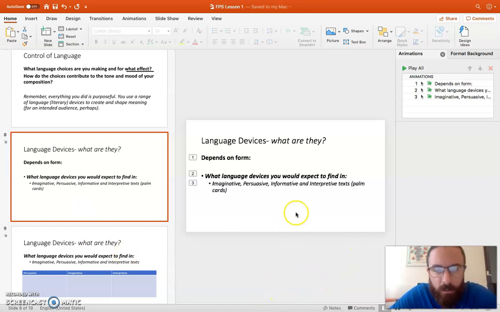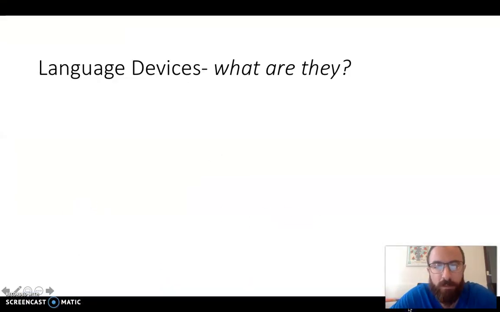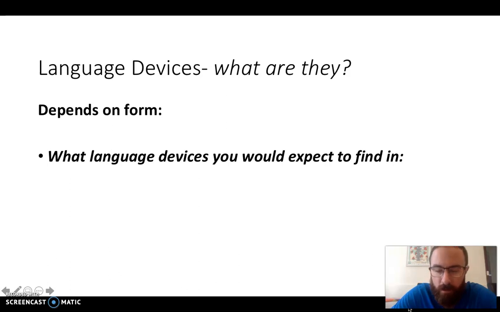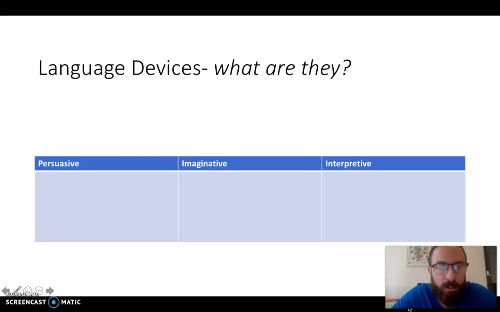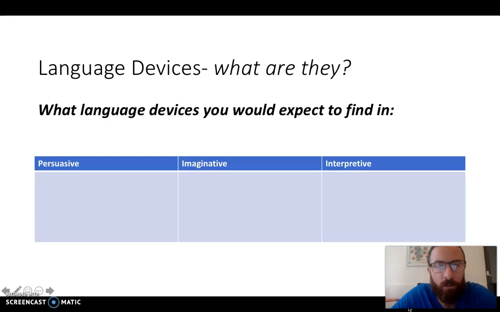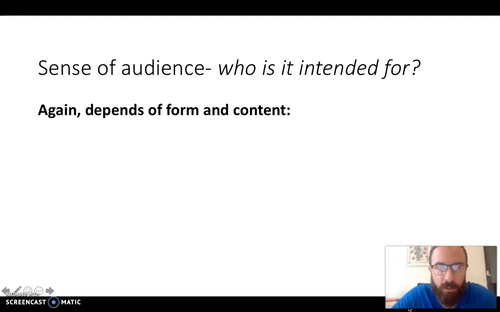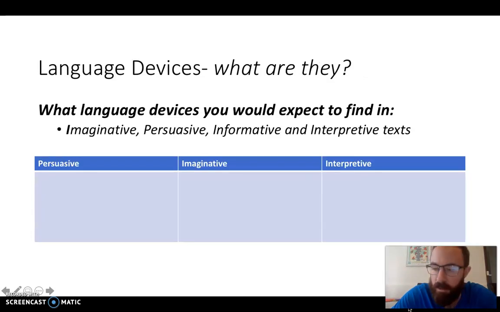What we need to consider is what language you would expect to find in the three different domains. And that's imaginative, persuasive, and interpretive. If you consider what language you would expect to find in these three sections, persuasive, imaginative, and interpretive, have a go now at just writing down a few dot points as to what you would expect to find in those three forms.